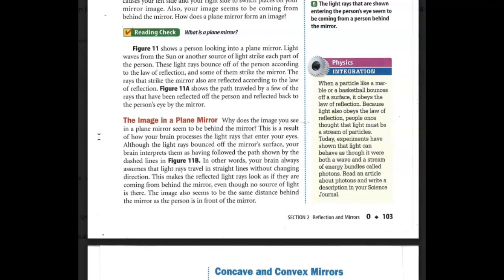In other words, your brain always assumes that light rays travel in straight lines without changing direction. This makes the reflected light rays look as if they are coming from behind the mirror, even though no source of light is there. The image also seems to be the same distance behind the mirror as the person in front of the mirror, which is why when you walk towards a mirror, it looks like it's getting closer, and when you walk farther away, it looks farther.